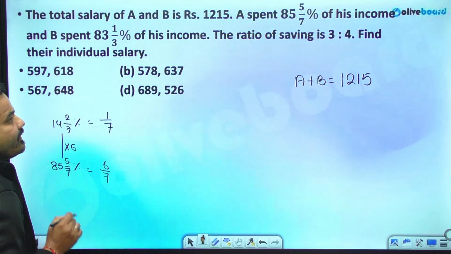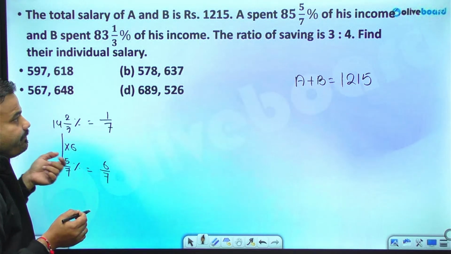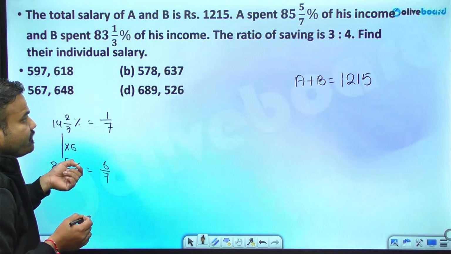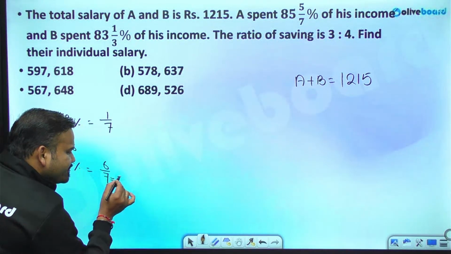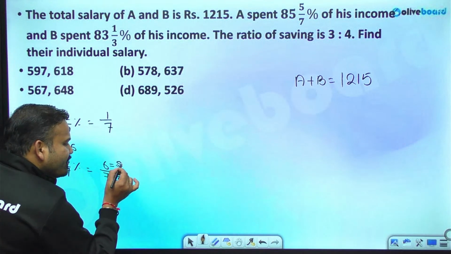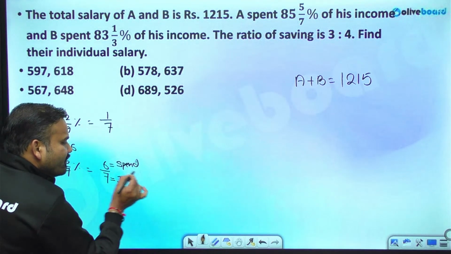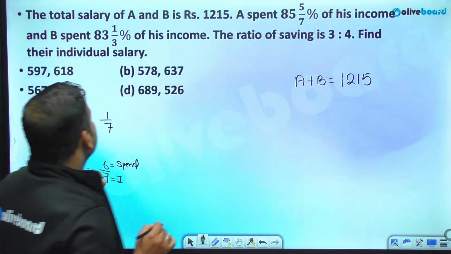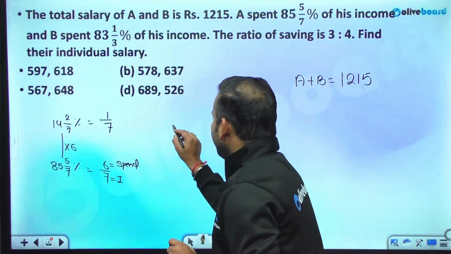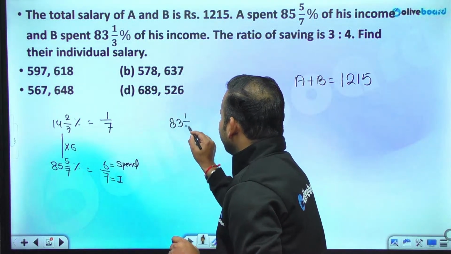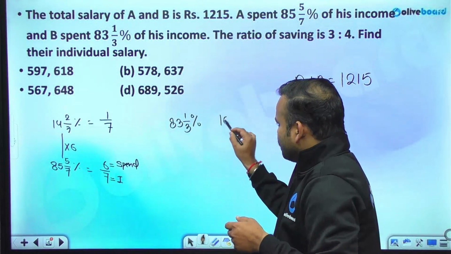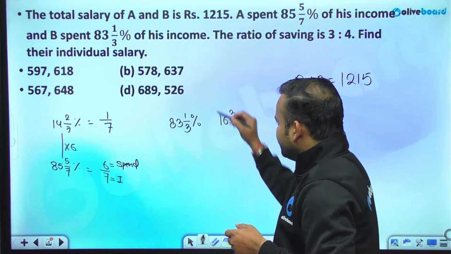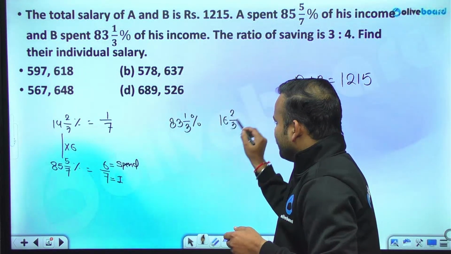So what is A doing? A is spending 85 5 by 7%, meaning out of an income of 7, how much is he spending? He is spending 6 units. Fine. And what about B? B is spending 83 1 by 3%. What is this value? From 100, this is 16 2 by 3% less, isn't it? 16 2 by 3 and this value together make 100.